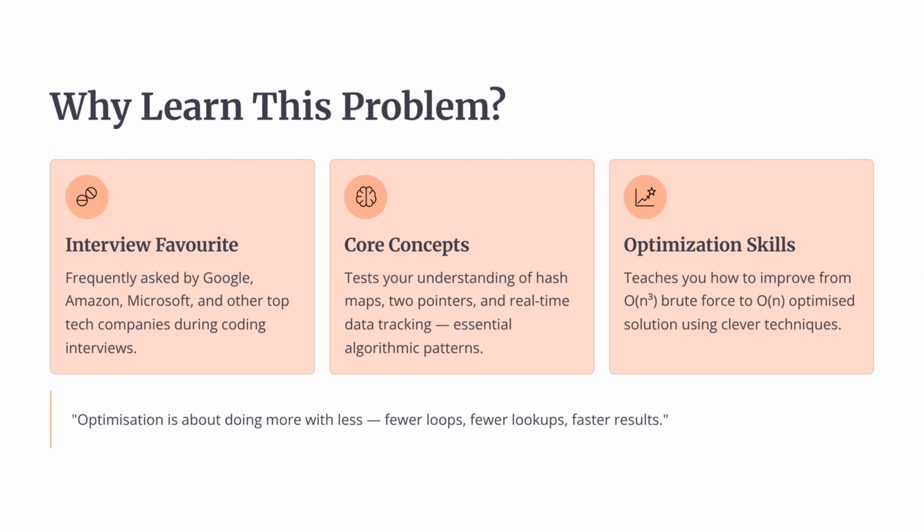This problem is a must-know for interviews, especially at companies like Google, Amazon, and Microsoft. It's a favorite because it tests how well you can manage dynamic data and optimize your thinking. It combines several key computer science ideas, like hash maps, two-pointers, and real-time tracking. And it's also one of those problems where the difference between brute force and optimized thinking really stands out.